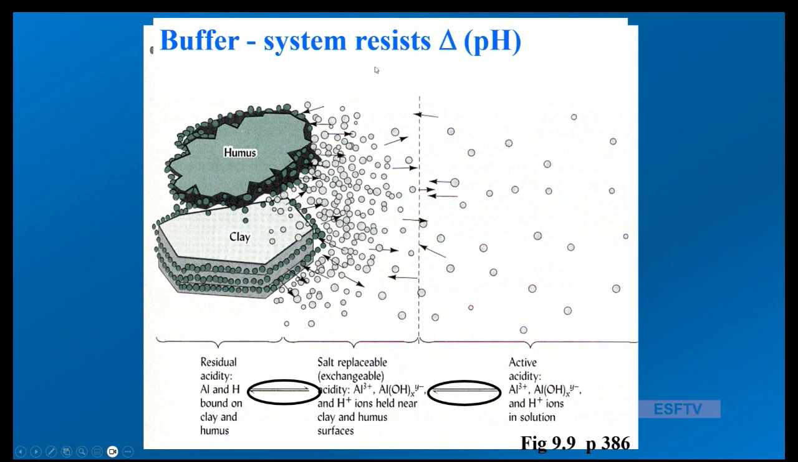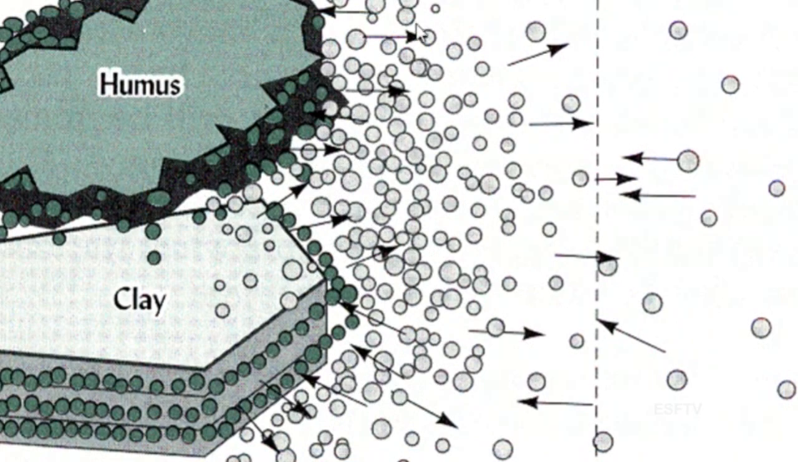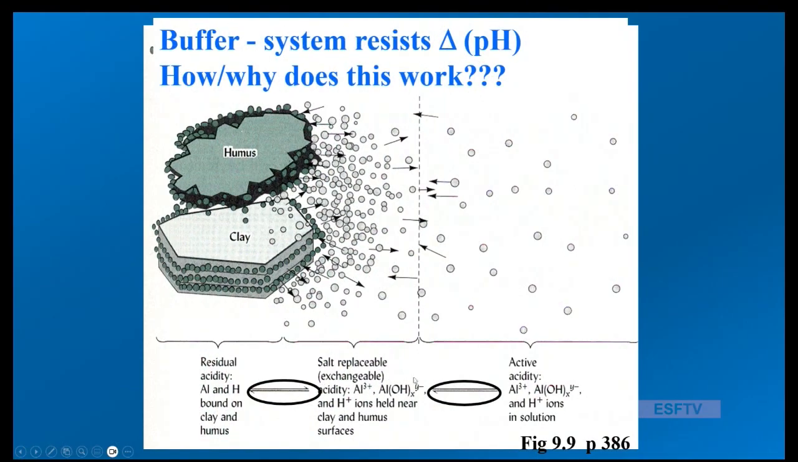And this is a perfect buffer, right? This is resisting change in pH, the active acidity pool, compared to the bigger pool, exchangeable, compared to the huge pool, residual. Keeps feeding to the right until we take care of all of it. How does it work? Remember, dynamic equilibrium. Drill that into your head. Dynamic equilibrium among the three pools.